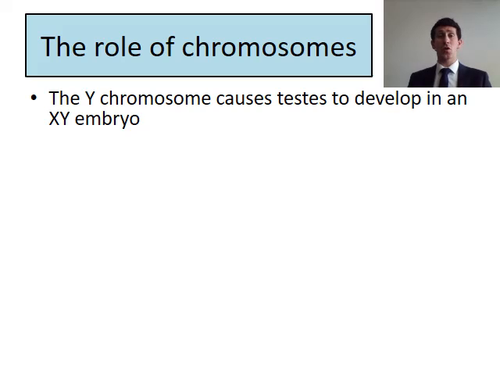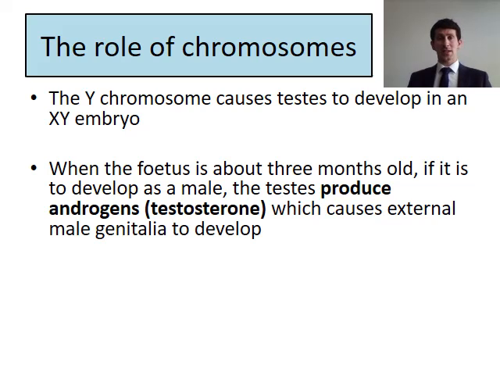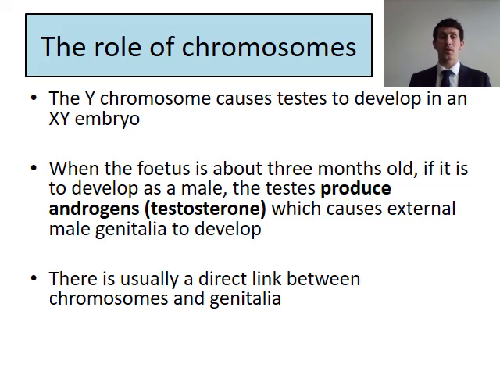The Y chromosome itself causes testes to develop in an XY embryo. So in a male fetus, that Y chromosome will be what causes testes to develop. And when the testes is about 3 months old, if it's going to develop as a male, the testes will start to produce androgens, or as you will probably more commonly know them, testosterone. And that testosterone will cause the male genitalia to develop. So at 3 months, the male genitalia starts to develop because the testes start to produce testosterone.